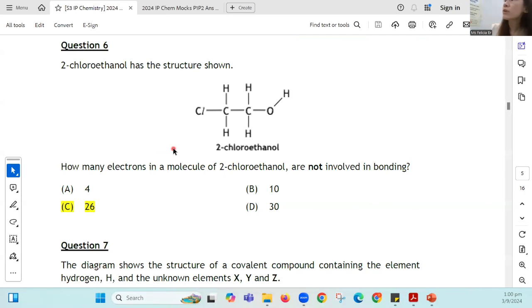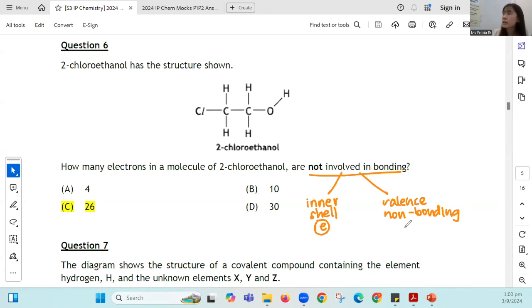Question 6, okay. So for question 6, they are asking you about electrons not involved in bonding. It would be 2 types of electron. One, the inner shell electrons, as well as number 2, the valence electrons that are not bonded. So the valence non-bonding electrons. So let's take a look at chlorine. Chlorine, you all know that it has 17 electrons, right? And can you see that only 1 electron is involved in bonding? So that means there are 16 that are not involved in bonding.